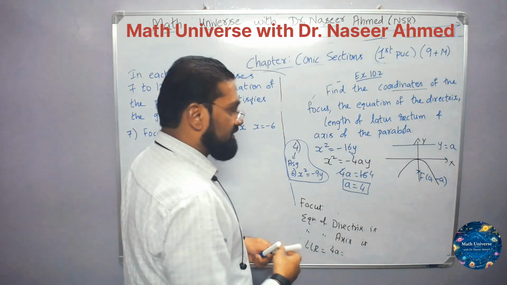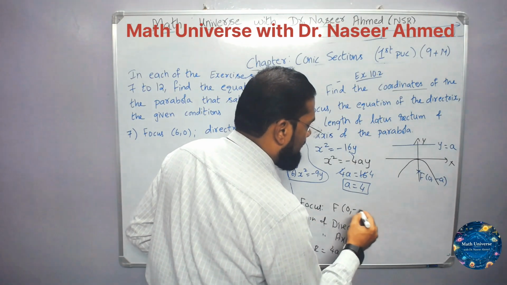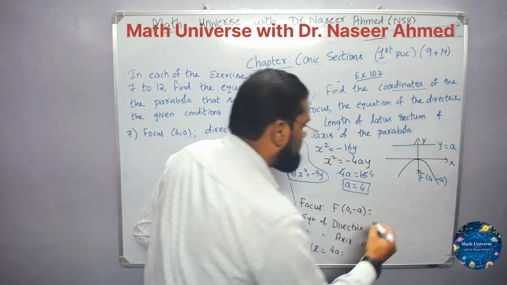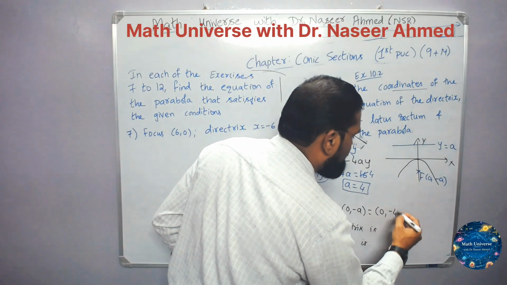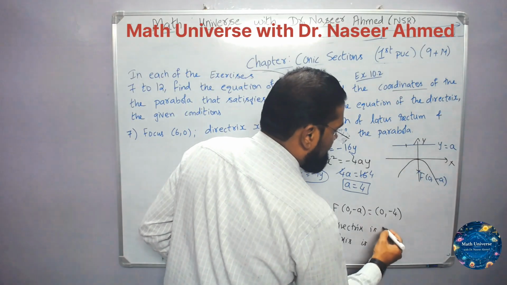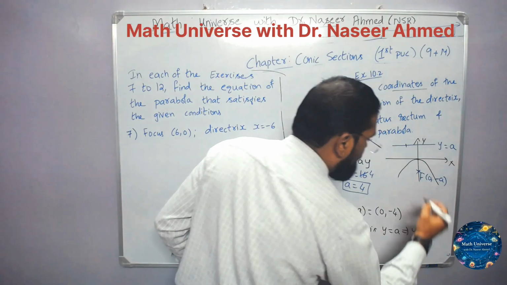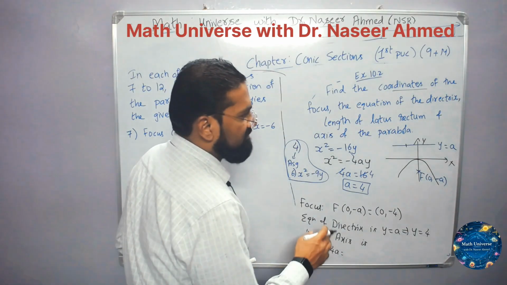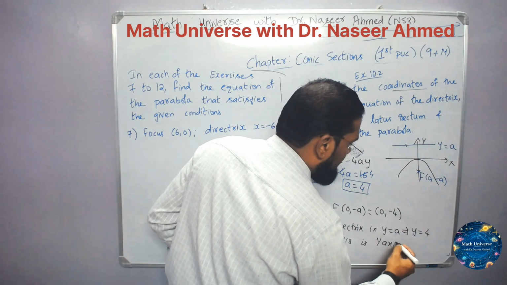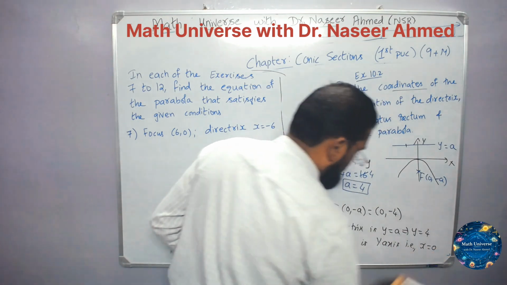Now coming to the focus, it is 0 comma minus a. So 0 comma minus 4. Equation of directrix, which is this here. So y is equal to a, or y is equal to plus 4. The axis of the parabola is the y-axis, and the equation is x is equal to 0.